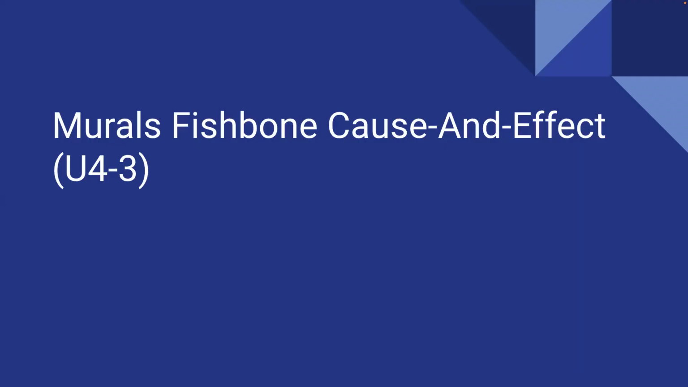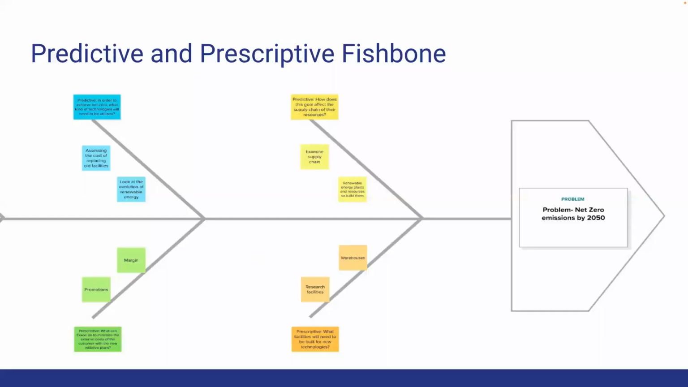Third part of Use Case 4 was the Mural's fishbone cause and effect. So here we're looking at predictive and prescriptive questions for our ExxonMobil use case. The problem here was net zero emissions by 2050. On the top, we have some predictive questions. First one is, in order to achieve net zero, what kind of technologies will need to be utilized? We came up with some assessments here: assessing the cost of replacing old facilities and looking at the evolution of renewable technology. The second predictive question is, how does this goal affect the supply chain of their resources, ExxonMobil's resources?